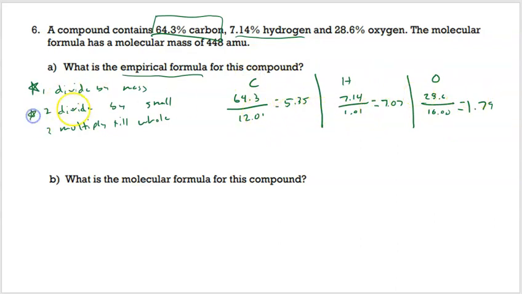Step 2 is divide by small. Our smallest one is 1.79, so we're going to go around and divide each of these by 1.79. That gives me a ratio of 3 to 4 to 1. So what that means is my empirical formula is going to be C3H4O.